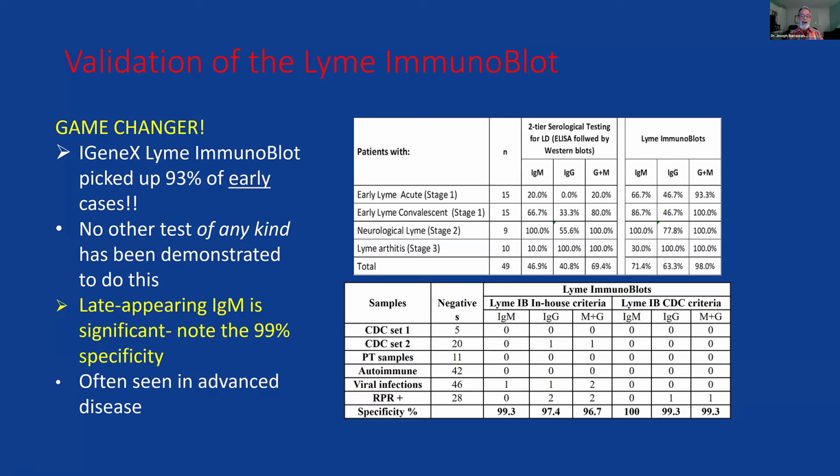It's known that the infection will prevent, in many patients, the epitope change from IgM to IgG. So the IgM persists, it's not effective in clearing the infection, and the IgG may not show up. So in using old-fashioned technology like IFAs, ELISAs, even Western blots, you can see false positive IgMs. But if you look at this one here, the specificity of a late-appearing IgM, using in-house criteria, is 99.3% specific, and using CDC criteria, 100% specific. So in other words, a late-appearing IgM is significant with 99%+ confidence if you're using an immunoblot.